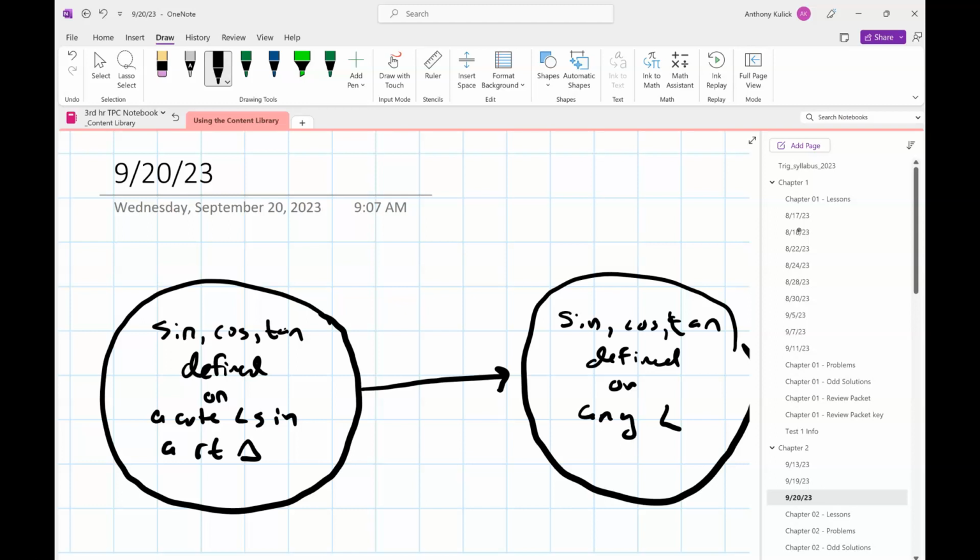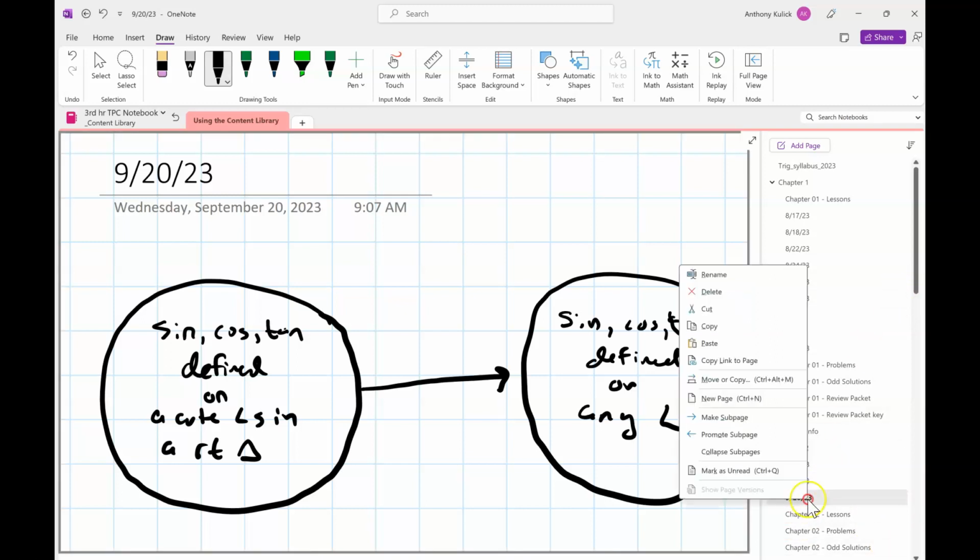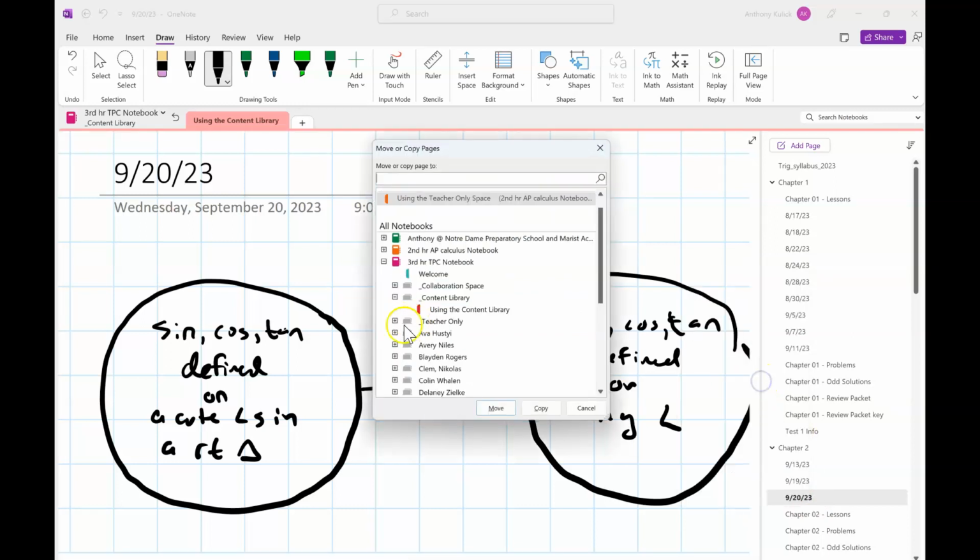And extend that definition so that it is applicable for any angles and not even tied necessarily to a triangle at all.